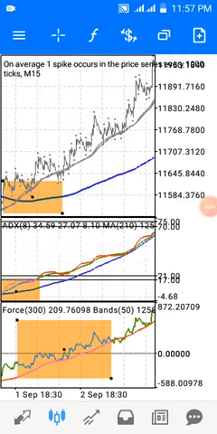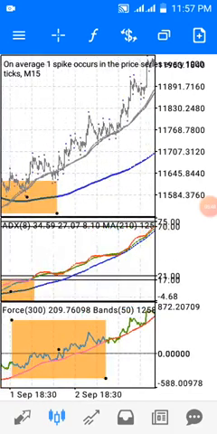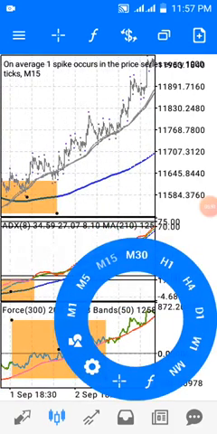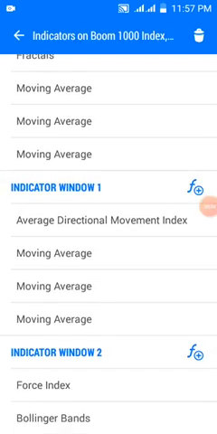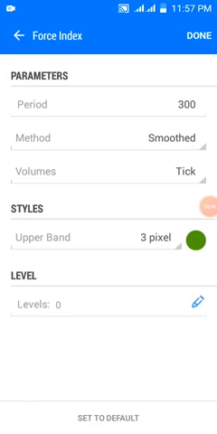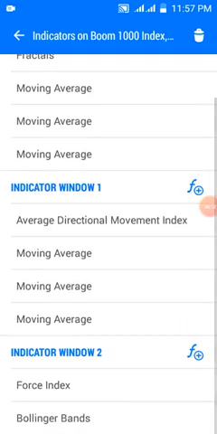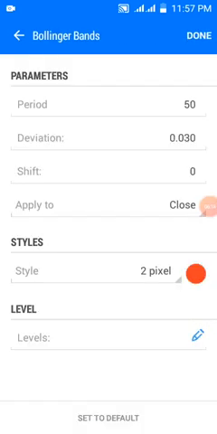Let's look at indicator window 2. Let's look at the settings. Just two indicators on indicator window 2. The first one is my force index indicator. The period is 300. The method is smoothed and the volume is tick. Then the color on the upper band is green. And the next indicator is Bollinger Bands.